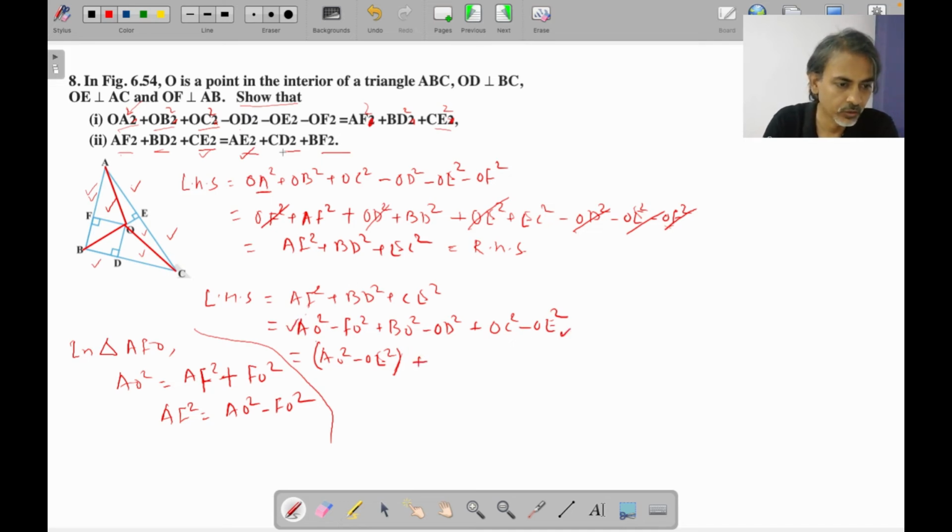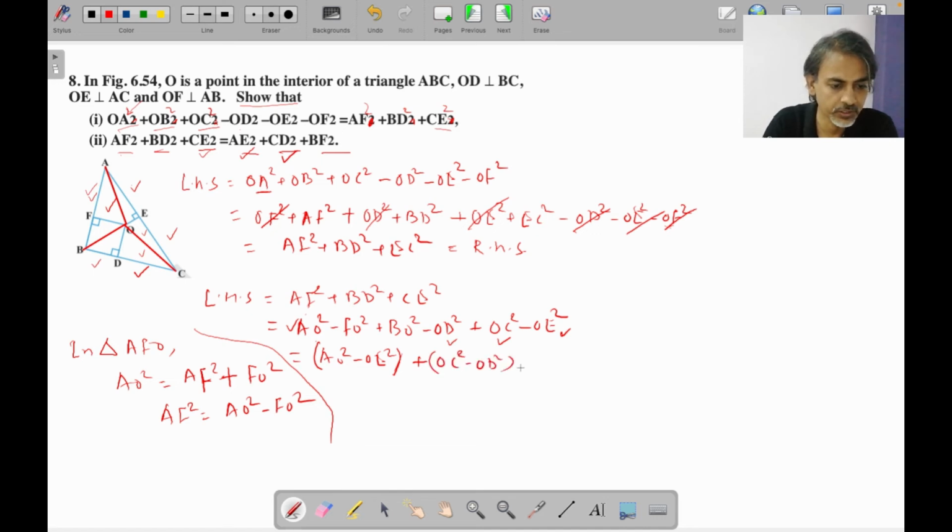Similarly, what I need to get is CD square. Where is CD square? CD square is here, so for CD I have to go into this triangle. What I need to get is OC square minus OD square. Do we have OC square? Yes, I have OC square. Do I have OD square? Yes, I have OD square. So I'll put OC square minus OD square together.